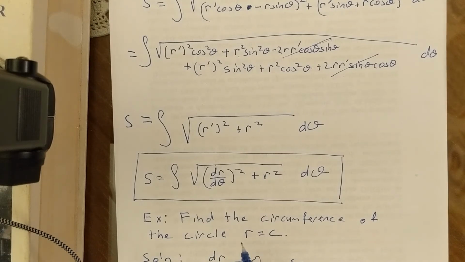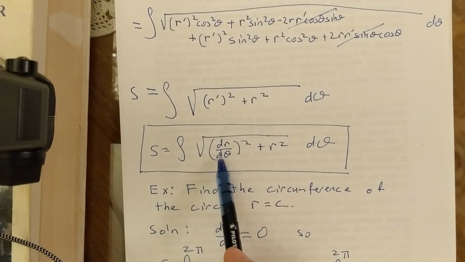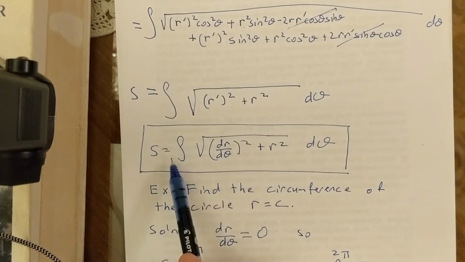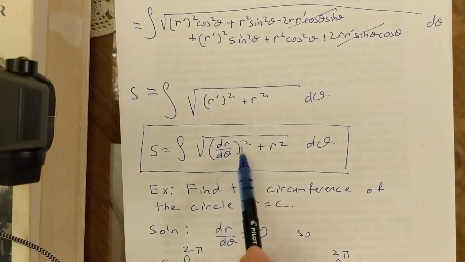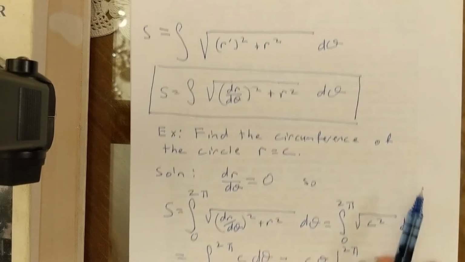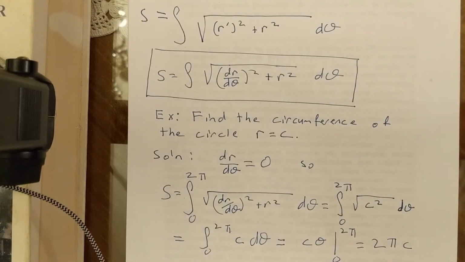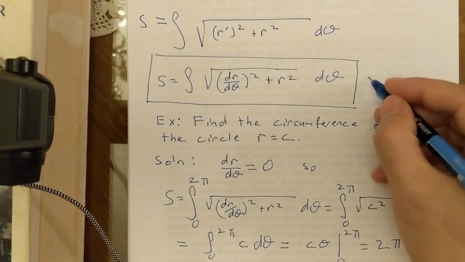Now r prime, of course r is a function of theta, so if you wanted to write it like that, you can write the arc length is equal to the integral of the square root of dr/dθ, the derivative of r with respect to theta, squared, plus r squared, d theta. Okay? So that's a formula for it. This one is a formula that you should memorize.